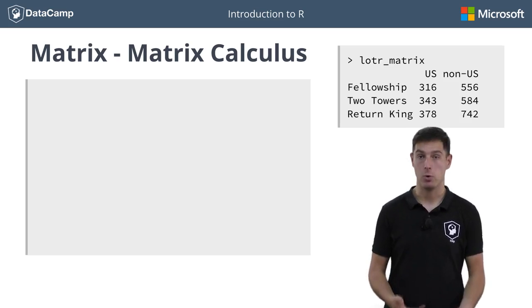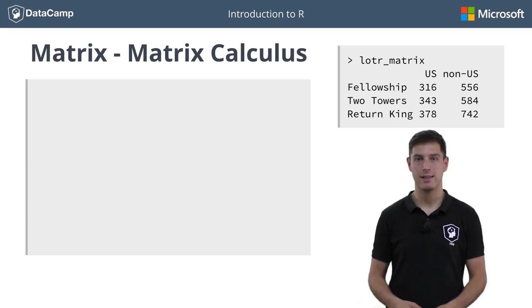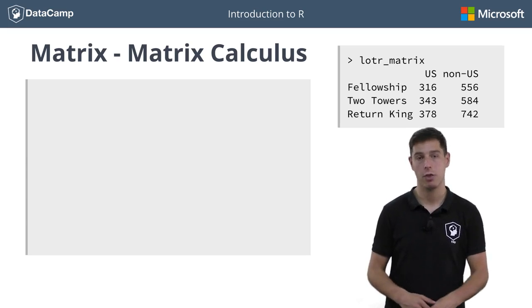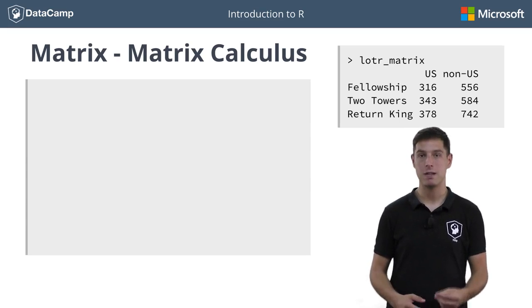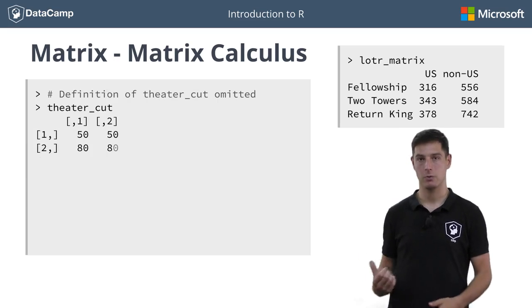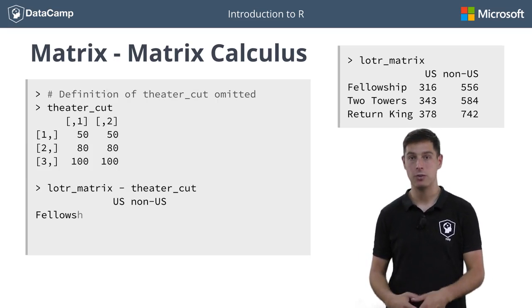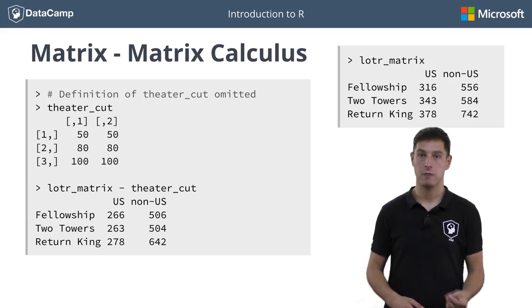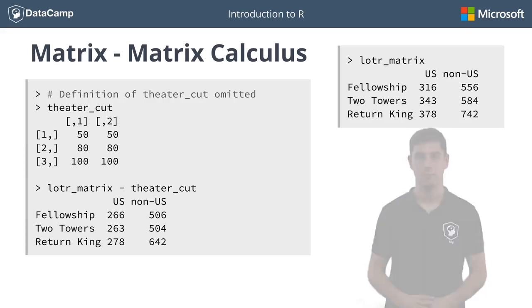matrices. Suppose that instead of demanding the same sum of money for every release, theaters worldwide ask for 50 million for the first release, 80 million for the second, and 100 million for the third release. We could build a matrix, say theater_cut, with the same dimensions as LOTR_matrix that looks as follows. If we now subtract theater_cut from LOTR_matrix, we see that the subtraction was also performed element-wise. The figures for The Two Towers were lowered by 80, while the figures for The Return of the King were lowered by 100. Makes perfect sense, right?